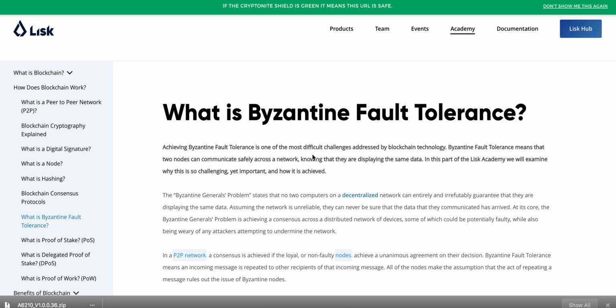So today's topic is Byzantine fault tolerance, and really this is just an additional topic onto the consensus protocol, because the two are heavily related. Basically, the Byzantine fault problem, or the general's problem, states that no two computers on a network can guarantee that they're displaying the same data. So we assume that the network is unreliable.